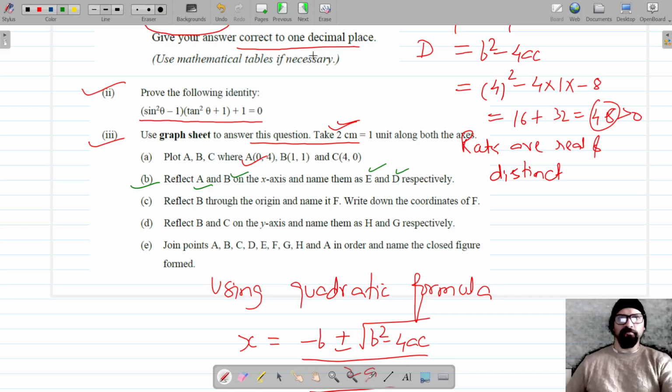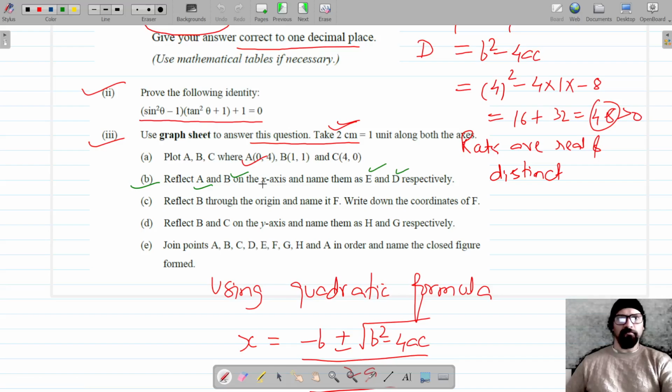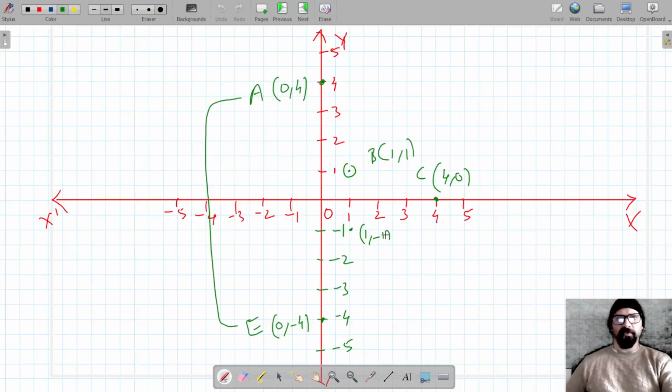The next one was to reflect B on the x-axis as D. So B, which is 1 comma 1, becomes 1 comma negative 1. So this is B, and it becomes 1 comma negative 1 on the x-axis, and we name it D. So this is D. So B is reflected as D.